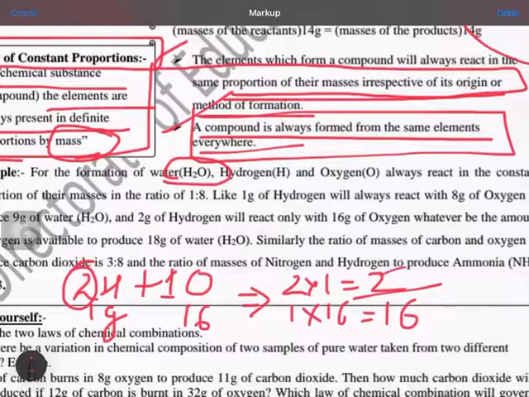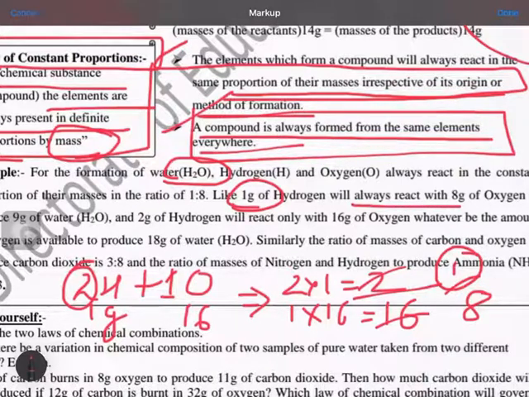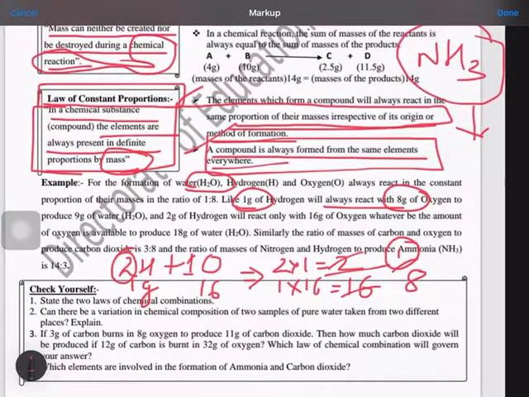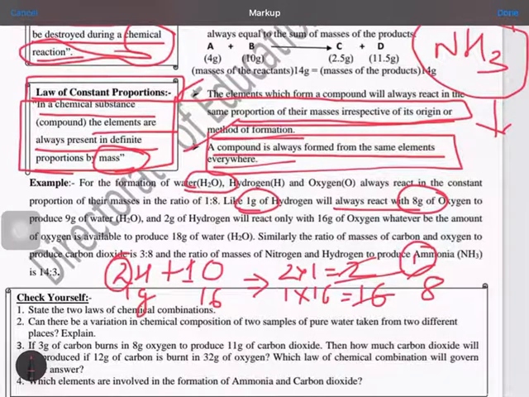So if you want to calculate their proportion of mass, it comes out to be 1:8. That means 1 gram of hydrogen will react with 8 grams of oxygen. Okay, this you have to remember. 1 gram of hydrogen will react with 8 grams of oxygen to give you 9 grams of water.